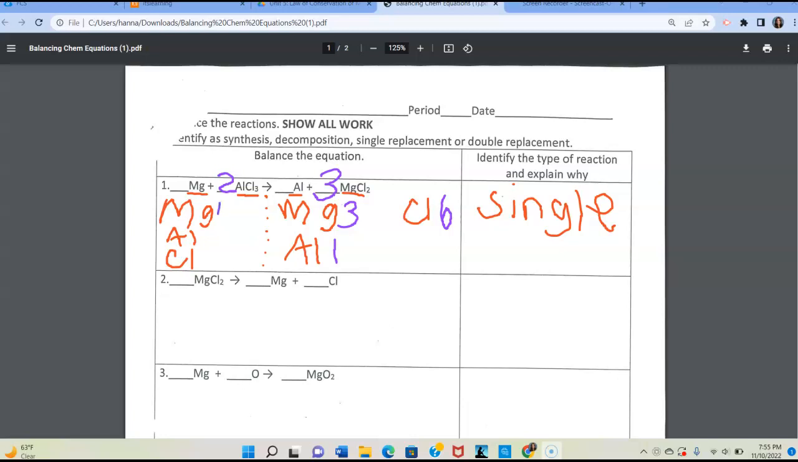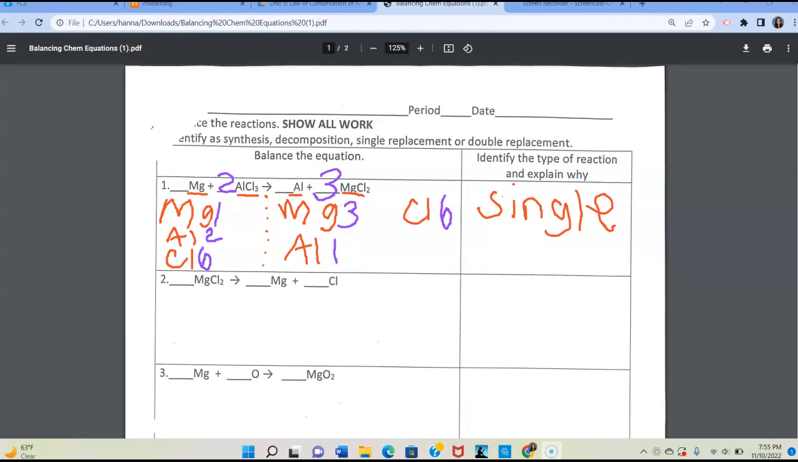So now my magnesium is still 1. Now I have 2 aluminums and I've got 6 total chlorines. Remember, I've got to multiply the coefficient by the subscript. So I've got 6 chlorines, all right? So now let me just go double check, all right?